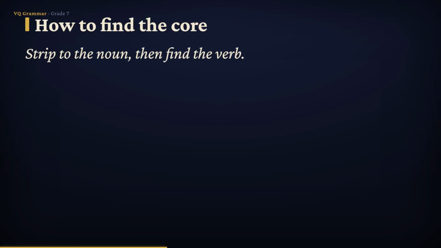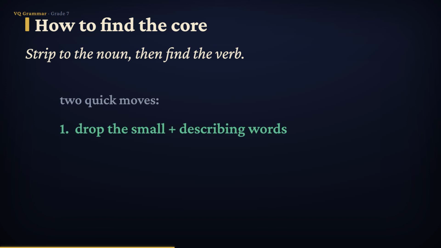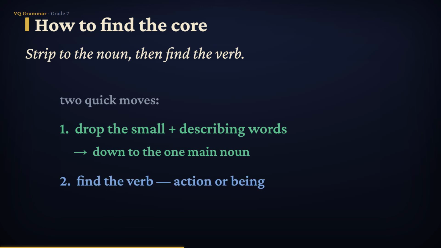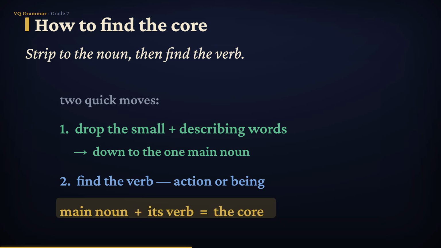So how do you actually find the simple subject and the simple predicate? Two quick moves. First, on the subject side, drop the small words and the describing words until you reach the one main noun underneath. That noun is your simple subject. Second, on the predicate side, find the verb, the word or phrase that shows the action or the state of being. That verb is your simple predicate. Main noun plus its verb, and you have the core of the sentence.